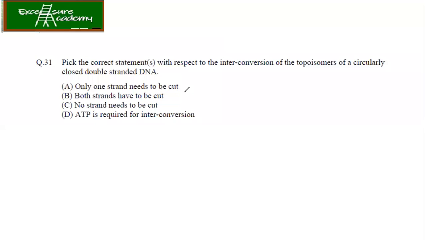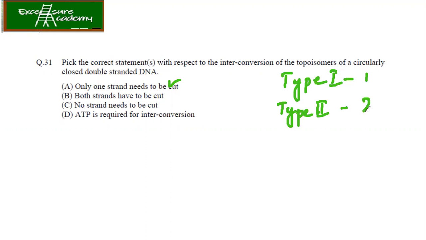Only one strand needs to be cut. Actually, this is true. If you remember, for the topoisomers of a circularly closed double-stranded DNA, we know that there are two types of topoisomerase in order to convert the topoisomers of the DNA. We have type 1, which needs to break one strand of the DNA, and then we have type 2 also. So from this, it is very clear that it is going to break two. So only one strand needs to be cut, it is also there, right?